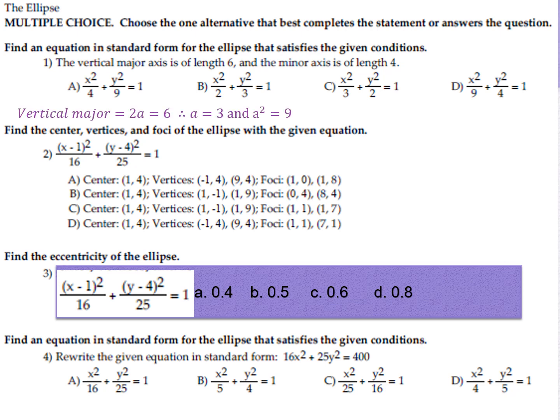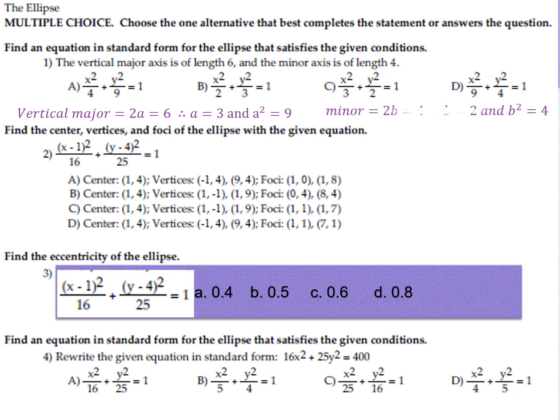But I do know that my major axis is 2A, and 2A is 6, so A is 3 and A squared is 9. So I need a 9, and it needs to be vertically situated. That alone is enough to kind of make our conclusion, I think. But let's just go ahead and finish it up if it weren't multiple choice. How do I figure this out?